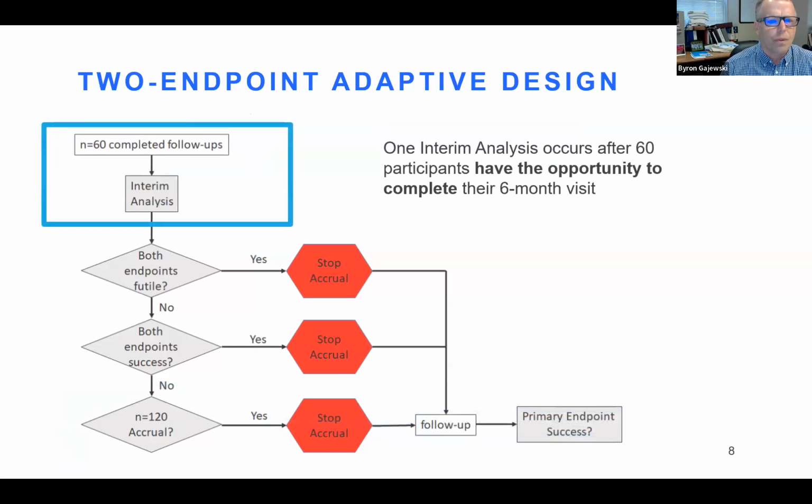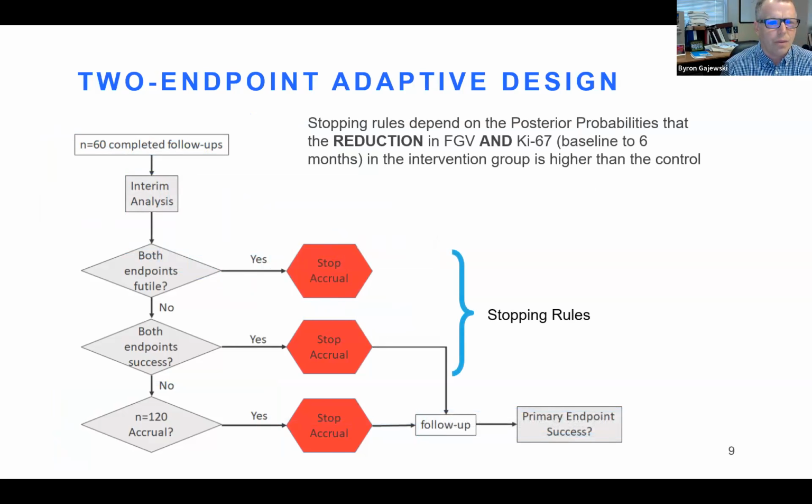So then the stopping rules are a couple of different stopping rules here. It depends on the posterior probability that the reduction in FGV and the reduction in Ki-67, baseline to 6 month, in the intervention group is higher than the control. So that posterior probability is the probability of the alternative hypothesis given the data, okay? So we calculate both of them for both FGV and for Ki-67. We end up with two posterior probabilities.